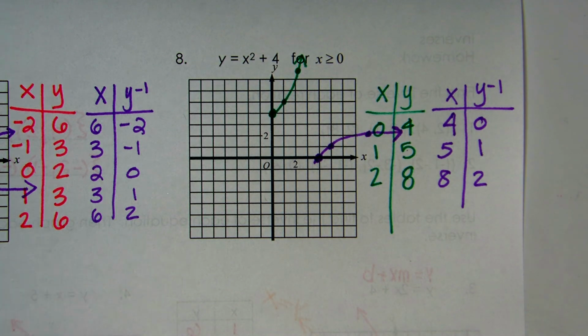And now I've been able to graph an original, plot the points, make a t-chart, switch my x and y to find the inverse, and graph the inverse.